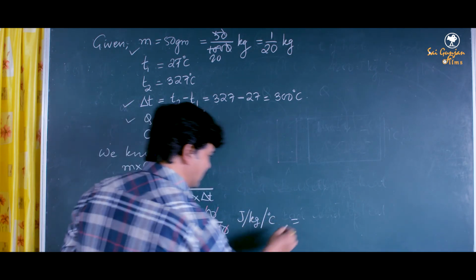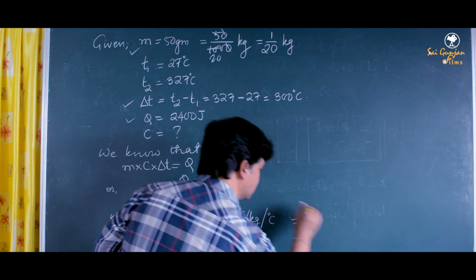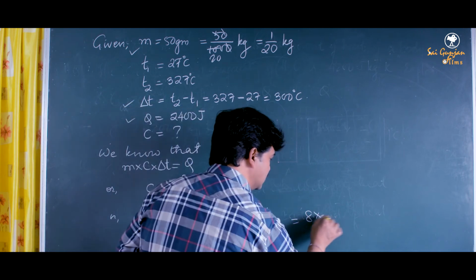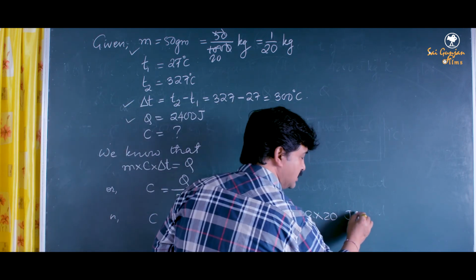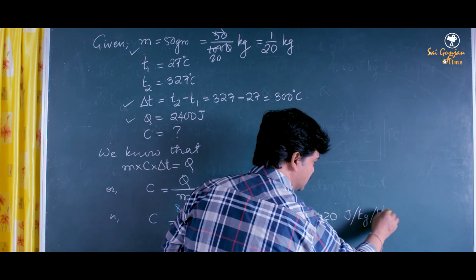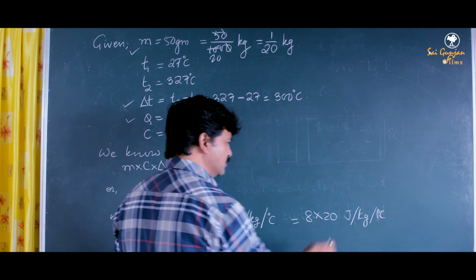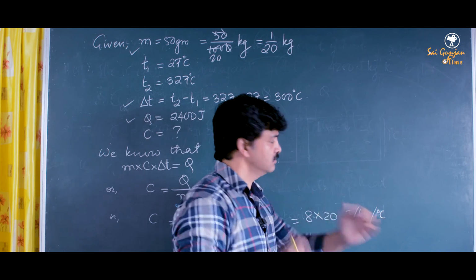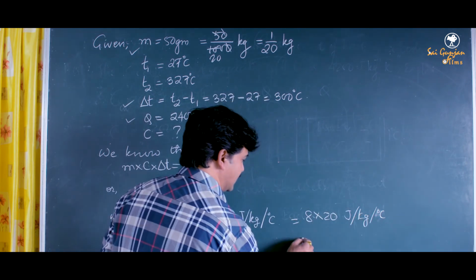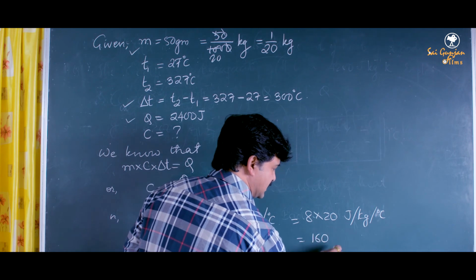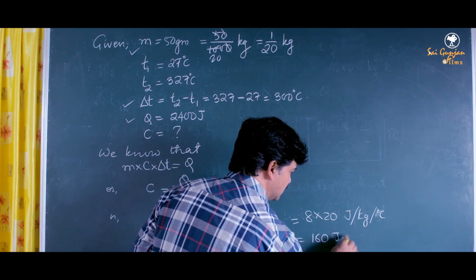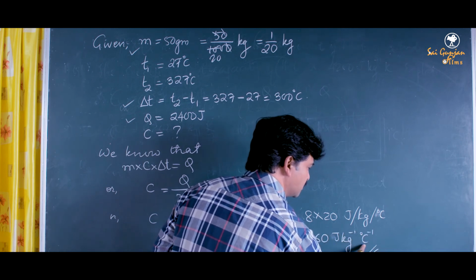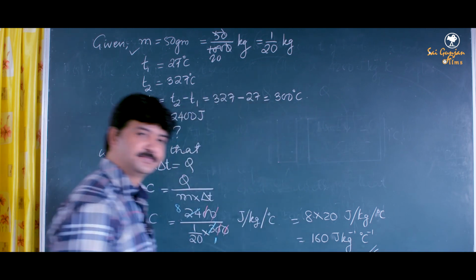And now I'll write the rest of the things out here. So 8 is left. 1 by 20, you have to invert it, isn't it? So 20 comes up in the numerator. So it's 20 joule per kg per degree Celsius, or per degree Celsius. 1 degree Celsius means the difference of 1 degree Celsius is 1 Kelvin, no? So you can write Kelvin also. So finally, the answer is 160 joule per kg per degree Celsius, or per Kelvin also you can write.